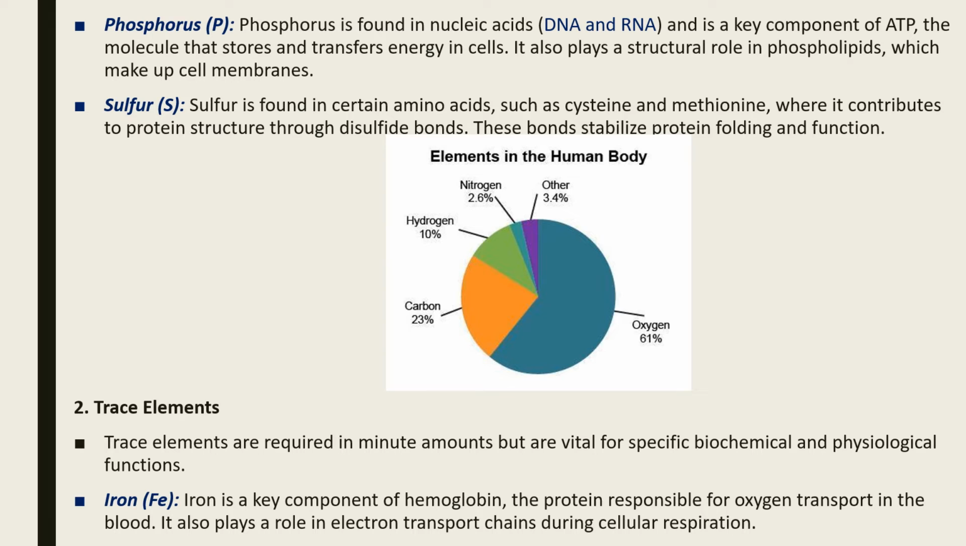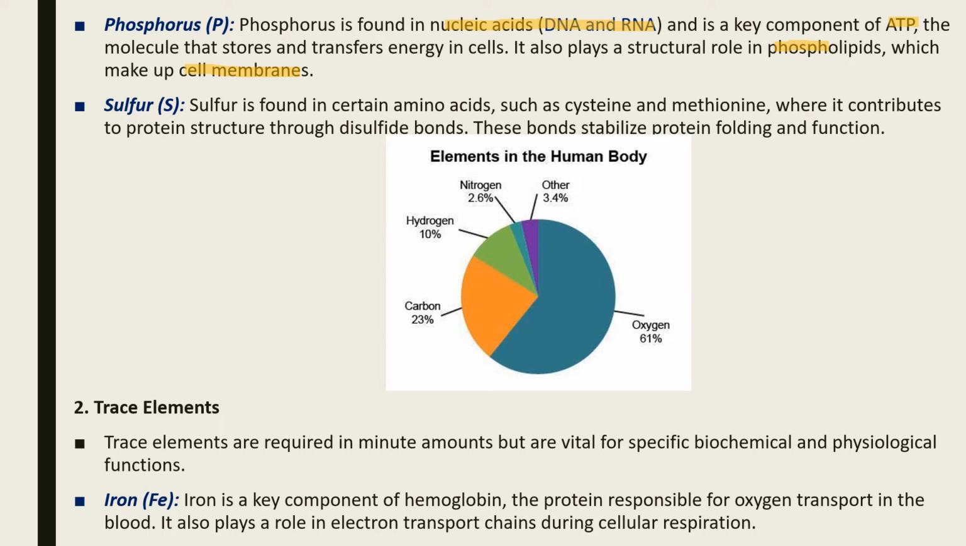Again, phosphorus is found in the nucleic acids like DNA and RNA, and it is also a key component of ATP. It also plays a structural role in phospholipids, which make up the cell membrane. Phospholipids are basically the main component of the cell membrane.